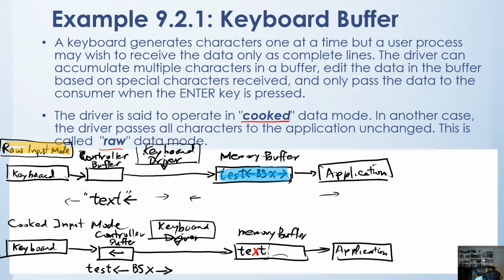In that case, that's called cooked input mode, because all the special characters, like the left arrow, backspace, X, and right arrow, are not transmitted to the main memory buffer. Only the final result is moved to the main memory buffer. That's called cooked input.